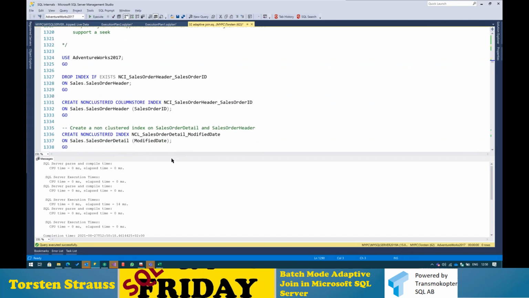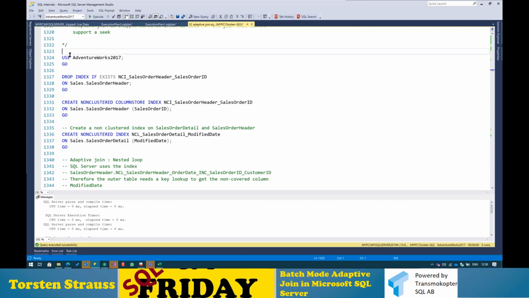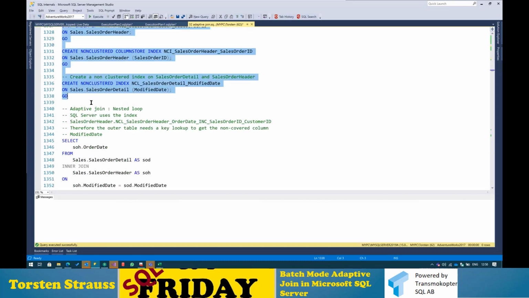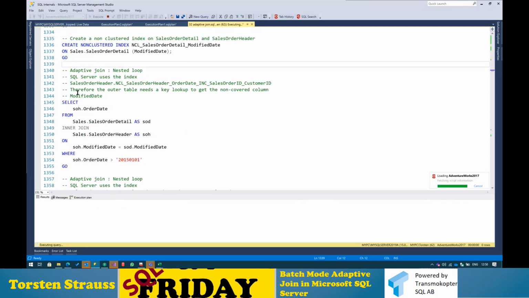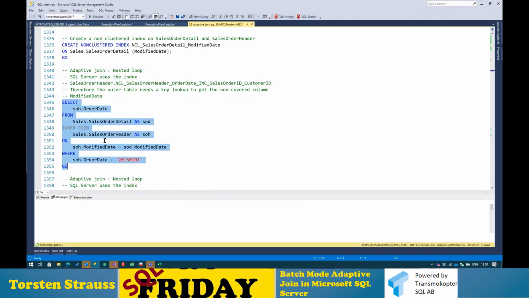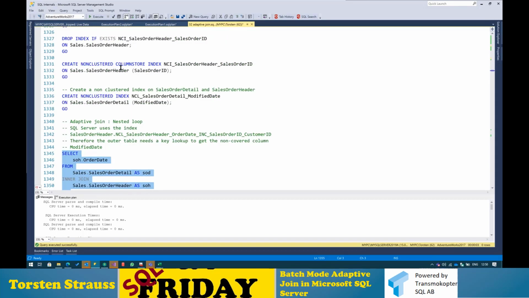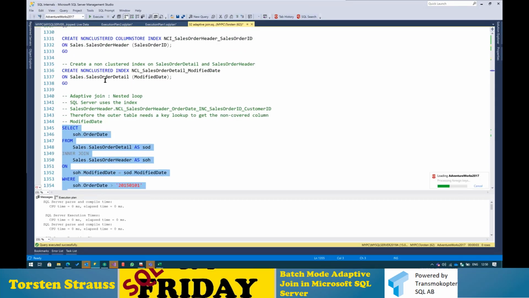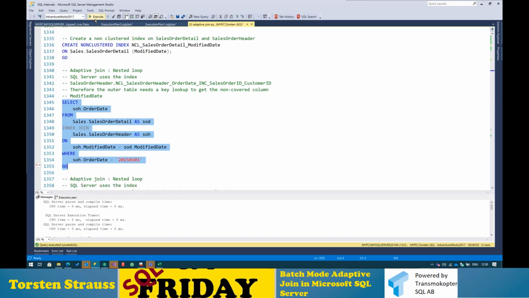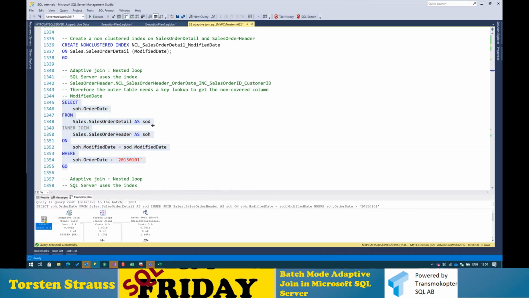That's a little bit more complicated to understand, and I was a little bit surprised when I prepared the example. Okay, perfectly fine. So we have a column store index on top of it to make sure that we have the support of the adaptive join. And I also have a non-clustered index on the sales order detail table on the modified date. When I execute this query here, we will see the following.